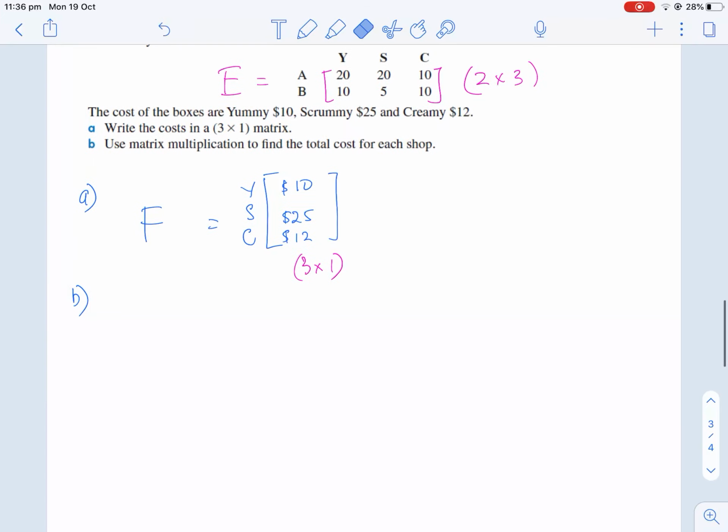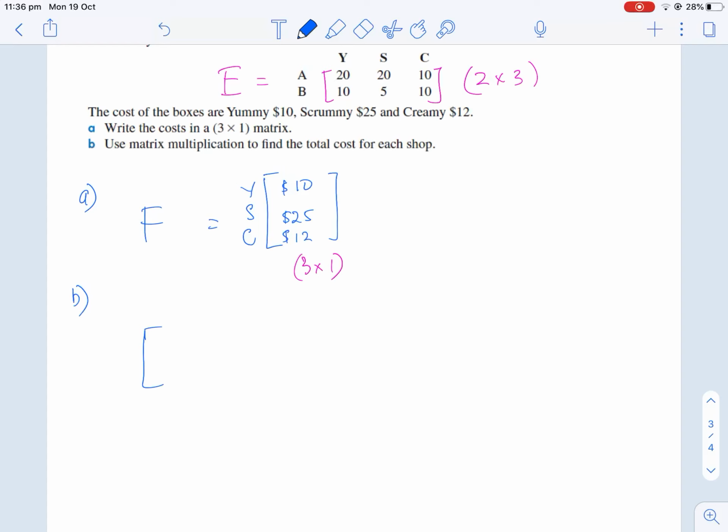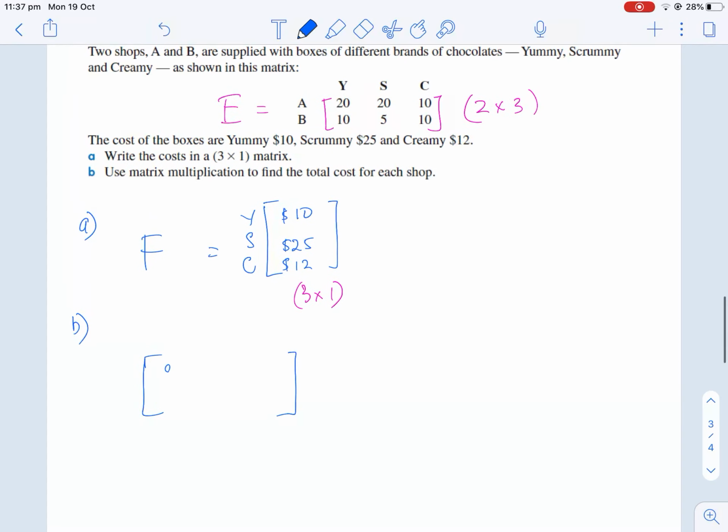Okay, now matrix E is this one. 20, 20, 10, 10, 5, 10. Okay, and this one is A, this one is B, this one is A, Y, S, C. Times matrix F, which is 10, 25. It has to be dollars.